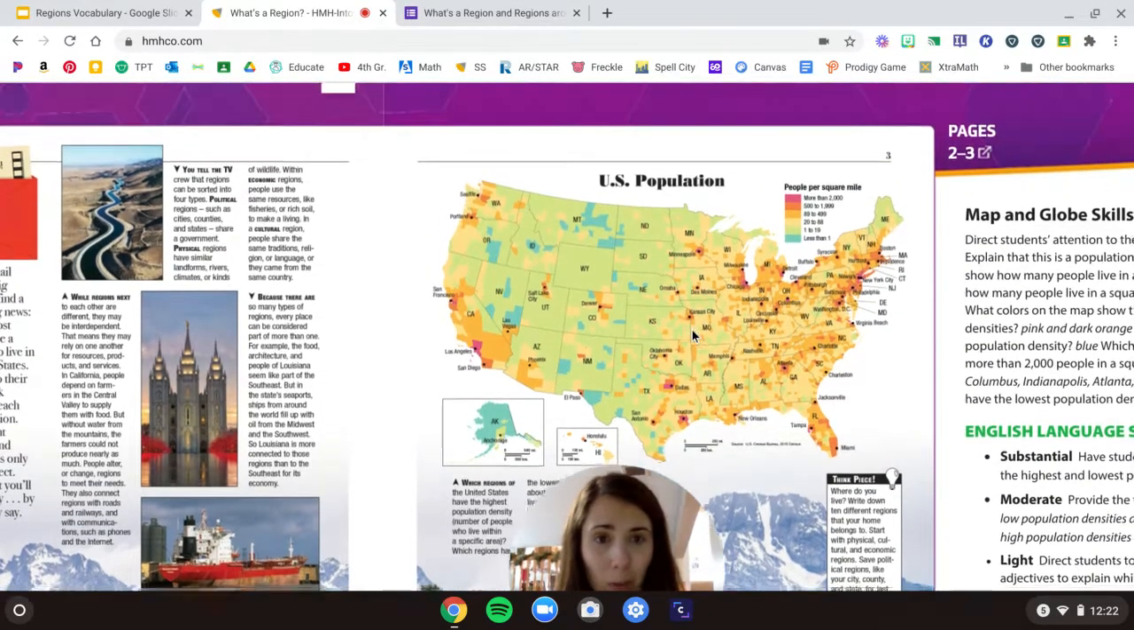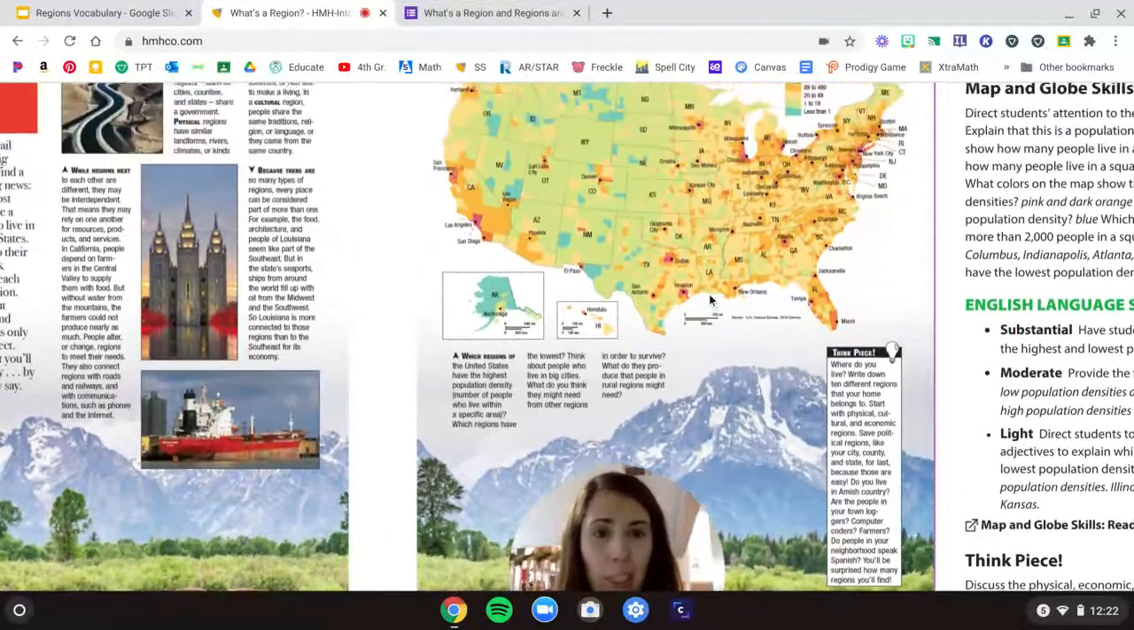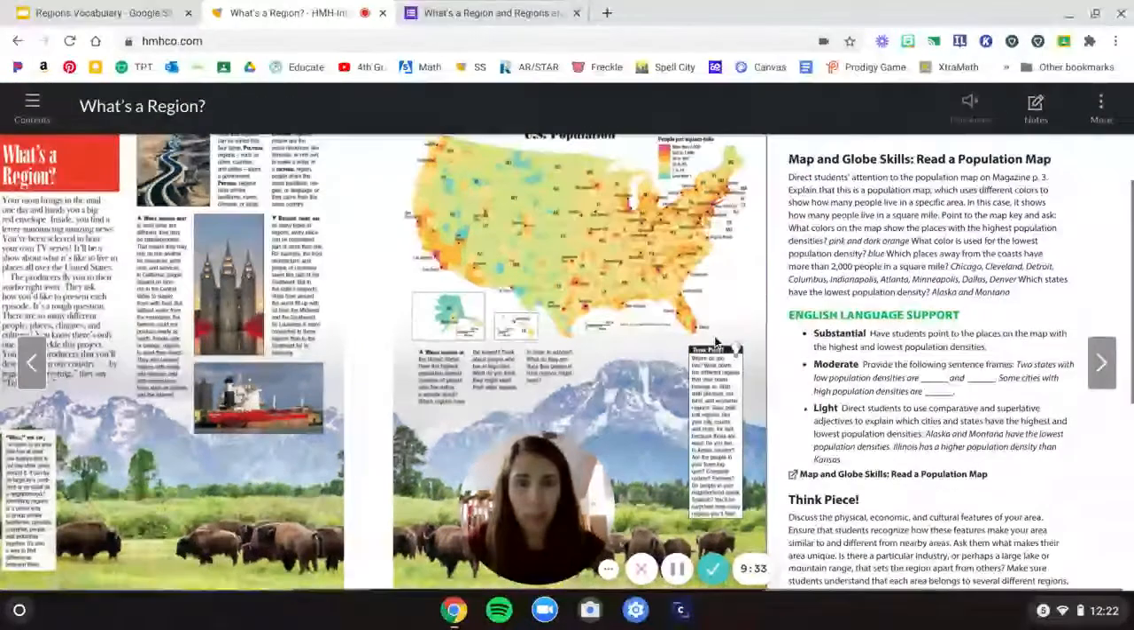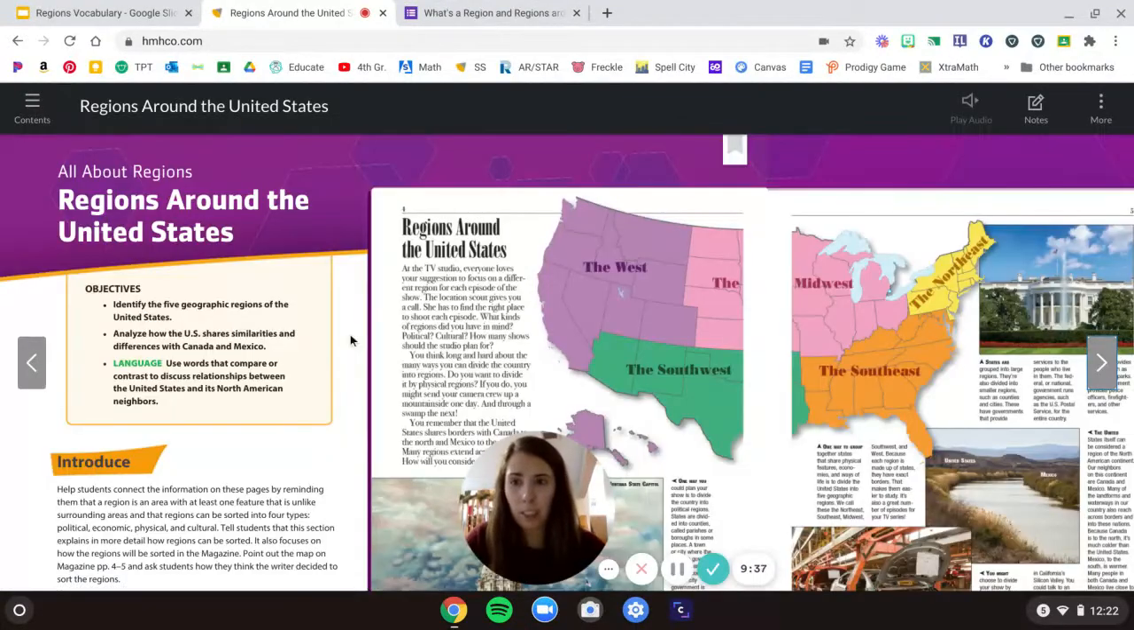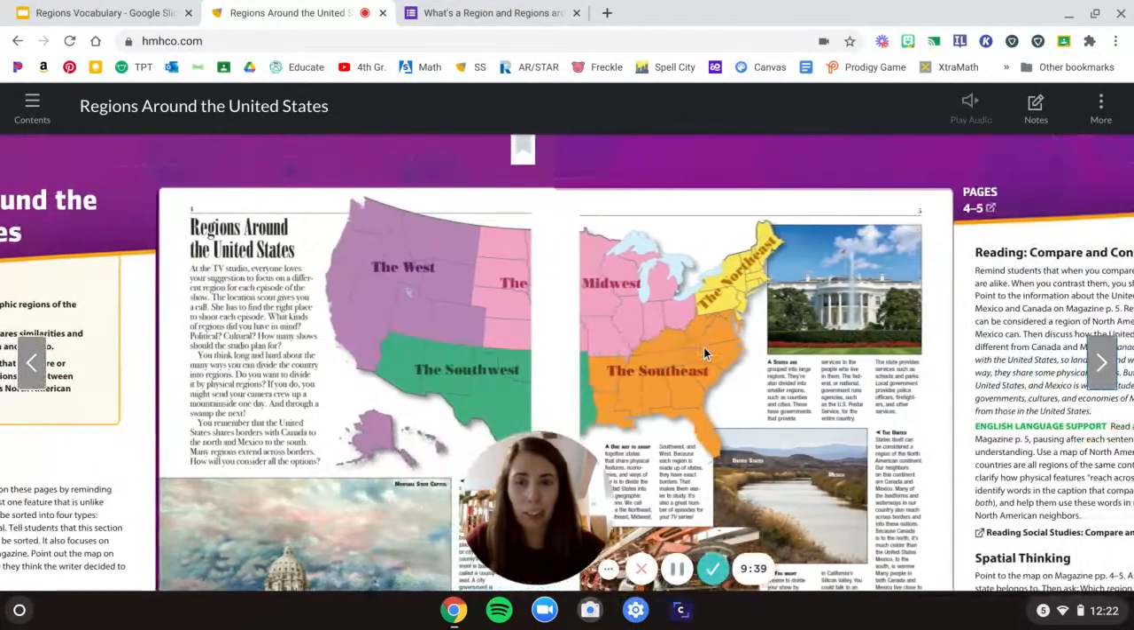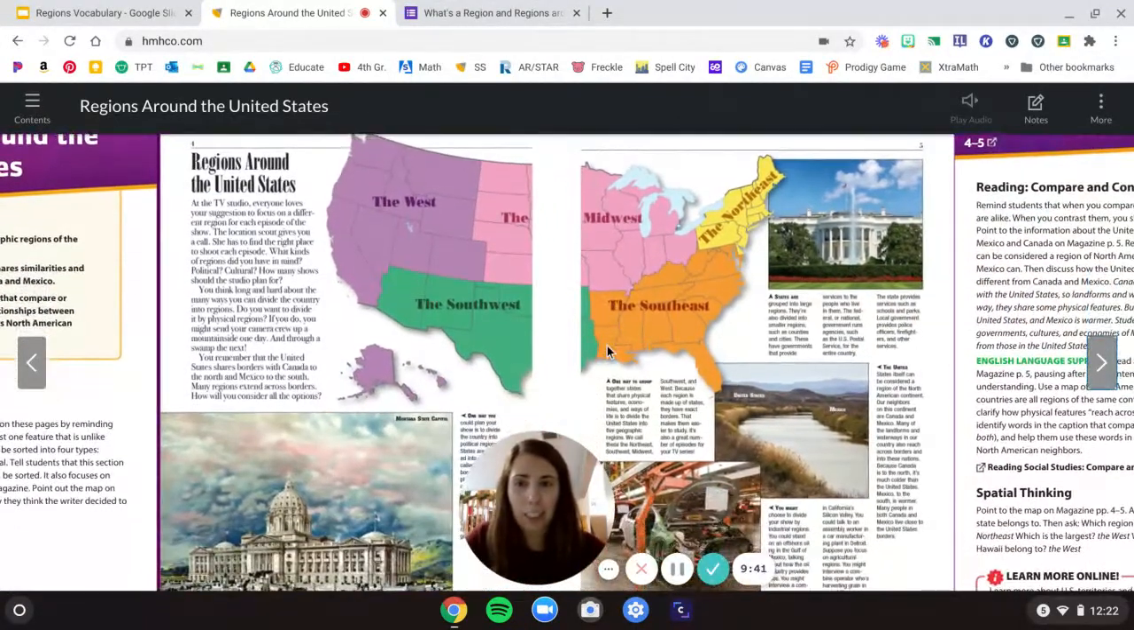That's so cool. All right, so that's page 1. Let's zoom out and look at the next page. That was what's a region. Now we're going to read regions around the United States. Now we're going to get more into the different parts.